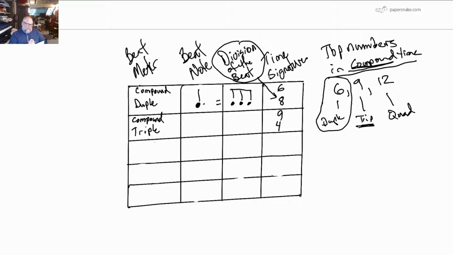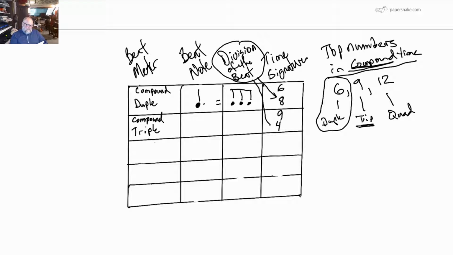All right. Now, where does the bottom number come from, gang? The bottom number comes from the division of the beat. This is different from simple time. In simple time, the bottom number is the beat. In compound time, the bottom number is the division of the beat.